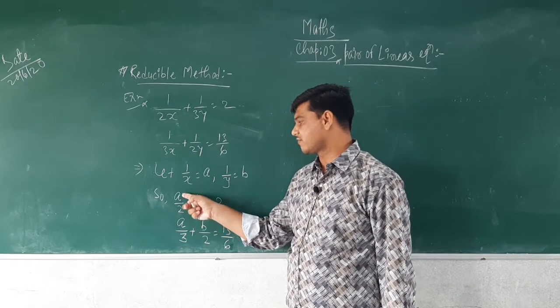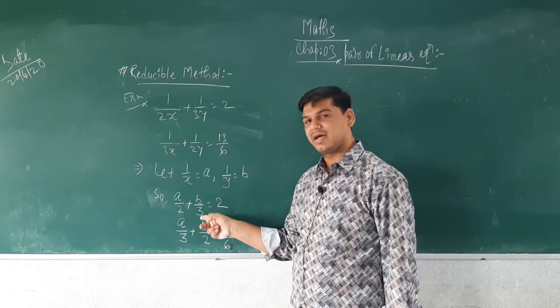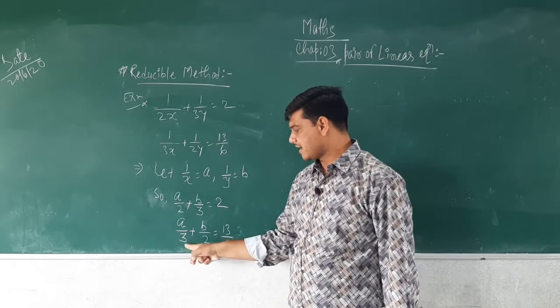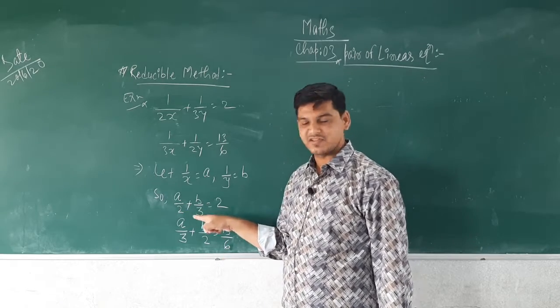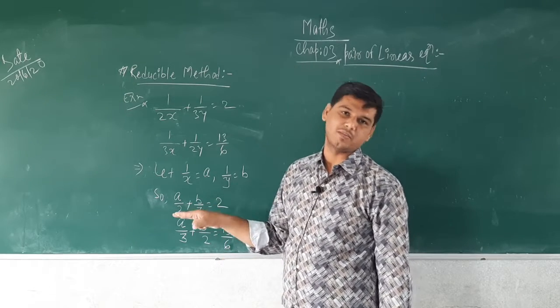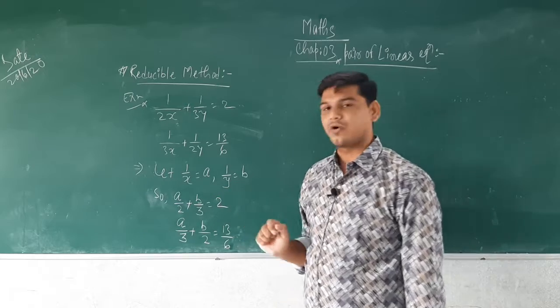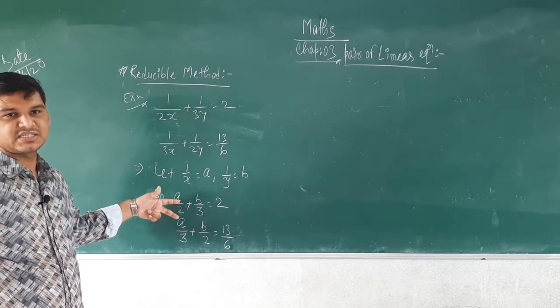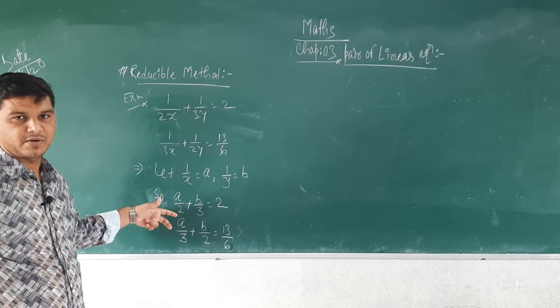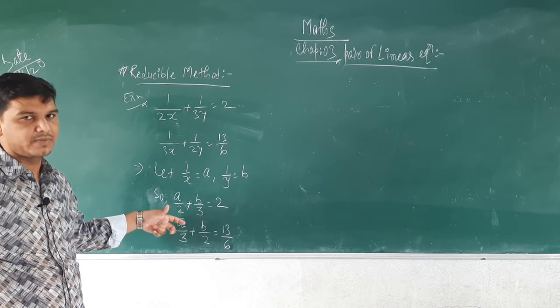So it should be converted in the form a/2 + b/3 = 2, a/3 + b/2 = 13/6. In this equation, we see that there is no variable in the denominator. Now we have to convert this equation into standard linear form, because standard linear form doesn't contain a denominator value.